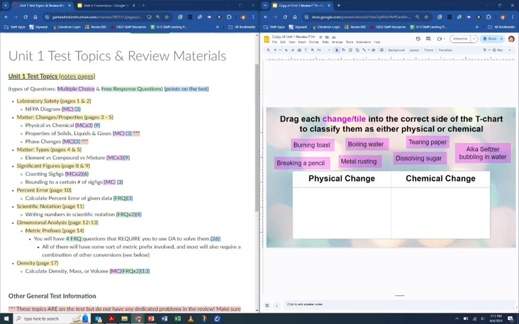The next slide is physical chemical change stuff. If you look on the left in the test review materials, that's on pages 3 through 5. I think it was the bottom of page 3 where we talked about physical chemical changes. You're just going to drag these tiles. I already have the words typed in there, so you just need to drag them to one side or the other.